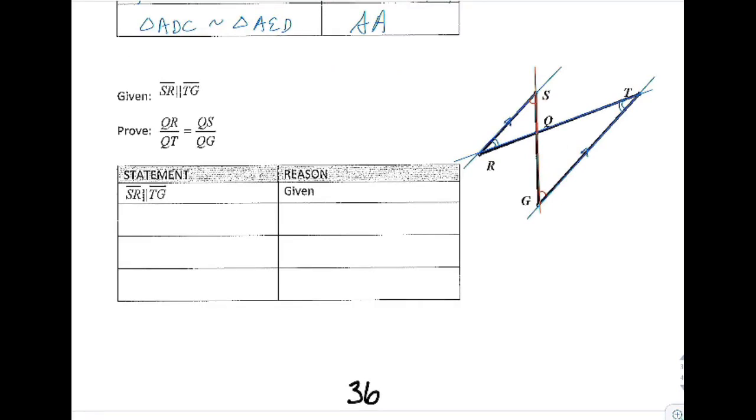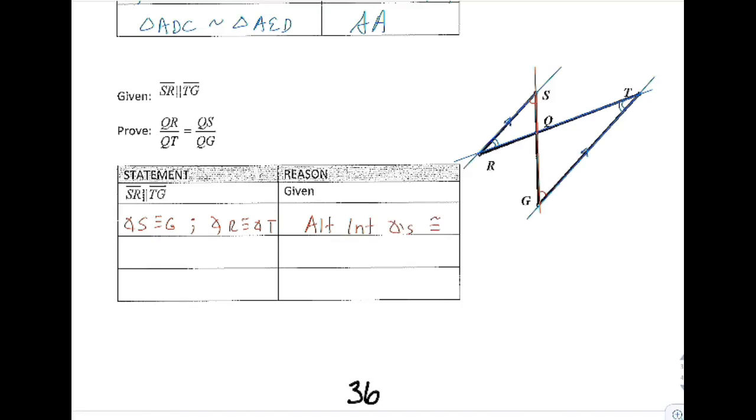So because they told me it was parallel in the first line, I'm now going to say angle S is congruent to angle G. Actually, I'm going to write that a little bit smaller because I'm going to put the other one on the same line. Angle R is congruent to angle T. Both of those are true because alternate interior angles are congruent.